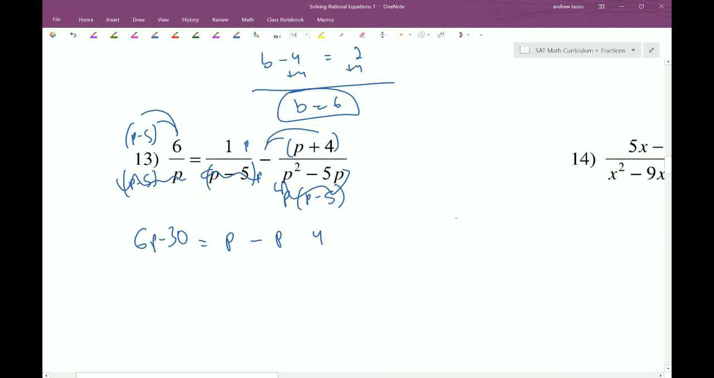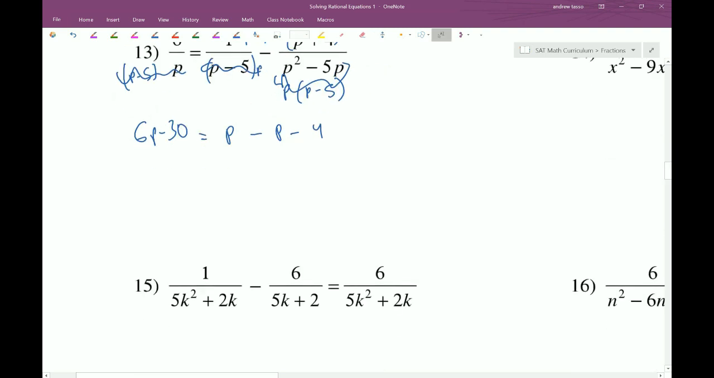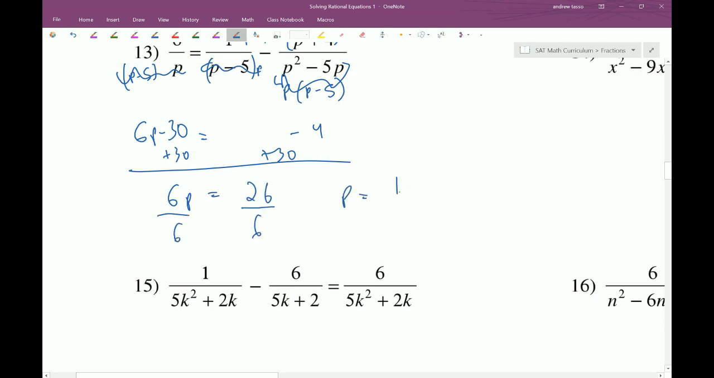Whoops. So then we notice that these will cancel. We add 30. And this is not divisible, but at least we can reduce it to 13 halves. Is that right? 13 thirds?